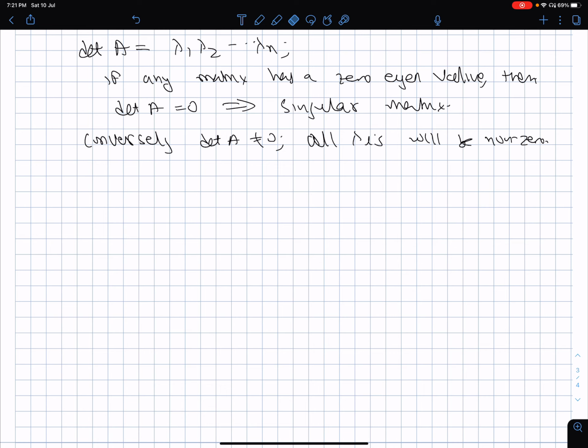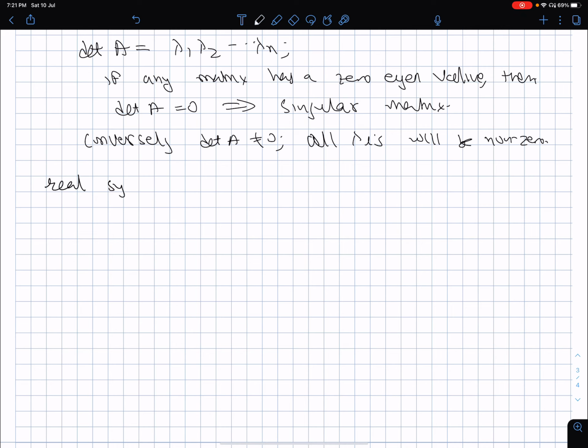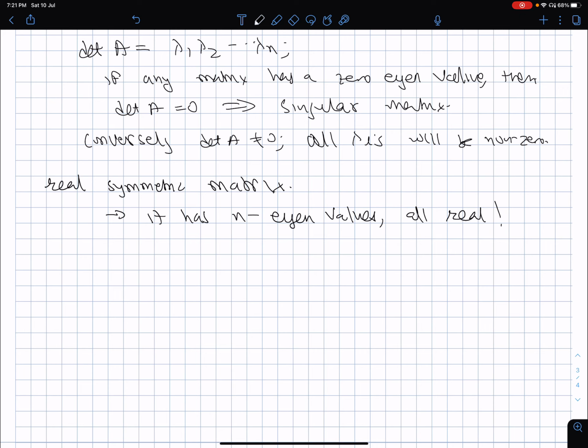Let's now come back to the real symmetric matrix. Now, an interesting property with a real symmetric matrix is it has n eigenvalues, all real. This is a very interesting property that it has, that all the eigenvalues are real.